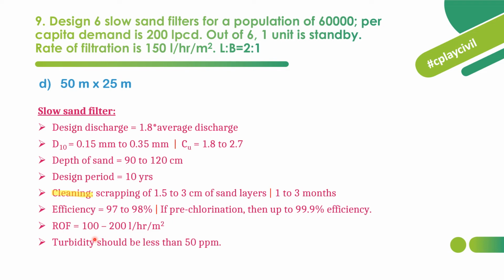The rate of filtration is around 100 to 200 liter per hour per meter square. This value is also an important thing. And the turbidity of the raw water should be less than 50 ppm. Then only we can use slow sand filters, or else we should move to pressure filters or rapid sand filters. The turbidity should be less than 50 ppm because the effective size and uniformity coefficient are low. That is, the effective size of the sand particle is 0.15 to 0.35 mm, which is very small. So that is why we have to make sure that turbidity is less than 50 ppm.